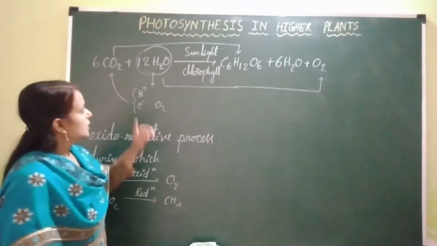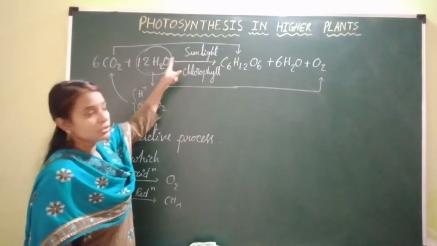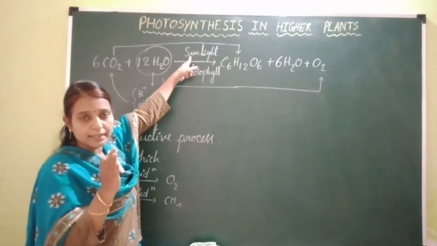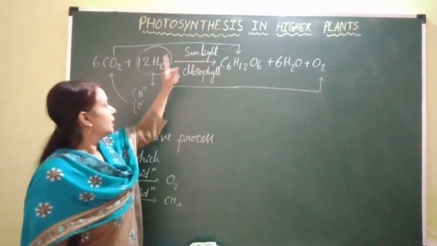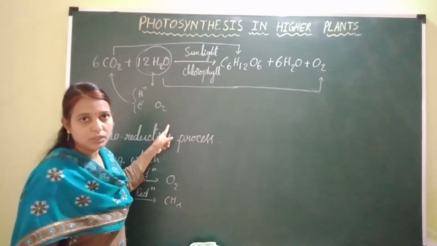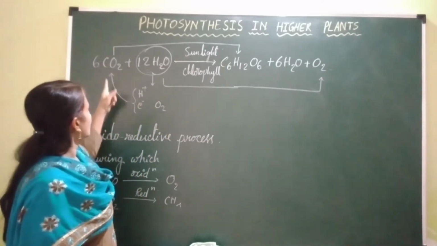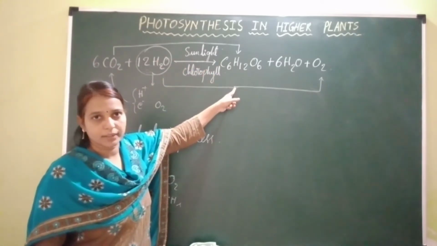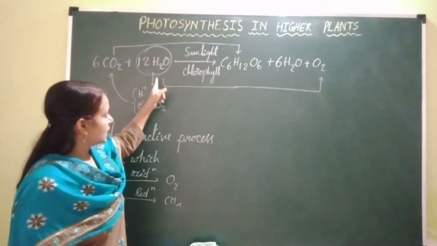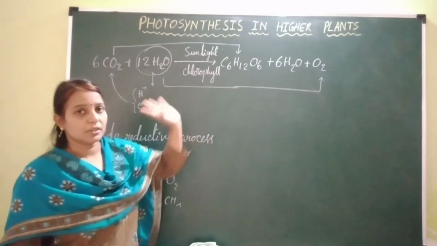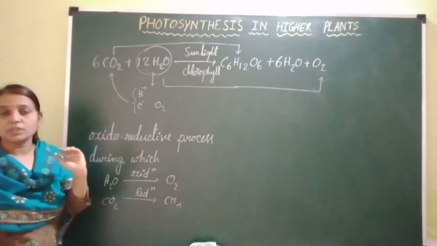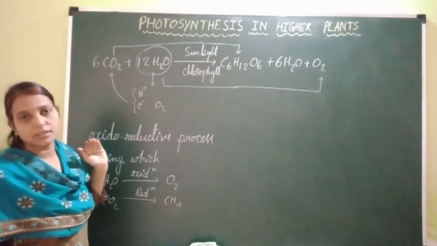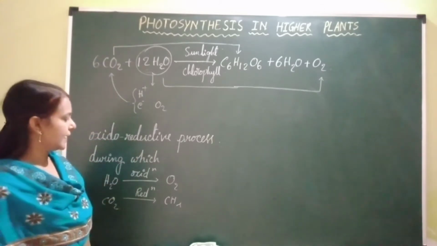I just repeat. Water undergoes oxidation due to sunlight. Sunlight is involved in splitting of this water into protons, electrons and oxygen, and these protons and electrons are picked up by carbon dioxide, so that carbon dioxide is reduced into carbohydrate, that is glucose, whereas from this water oxygen is coming. So what can we say? Oxygen, which is released through the process of photosynthesis, is coming from water but not from carbon dioxide.